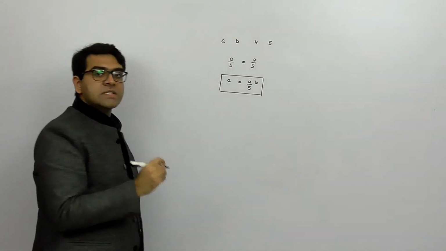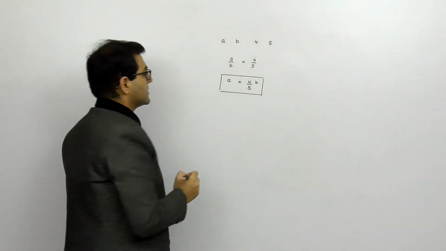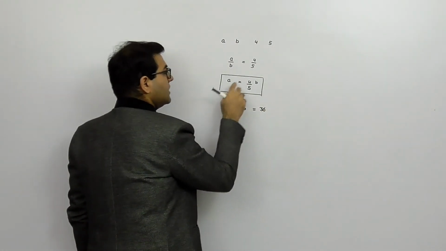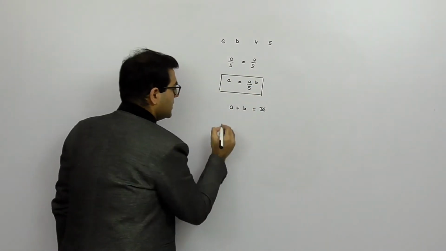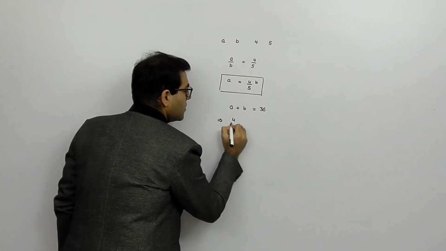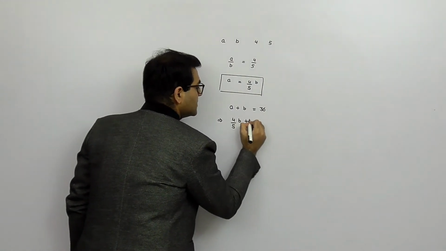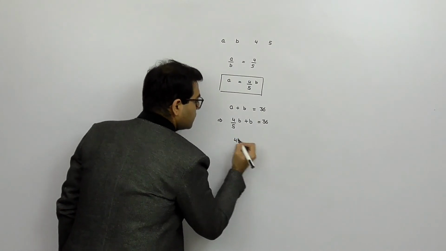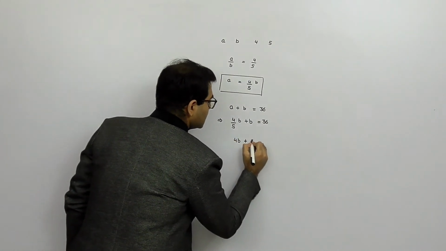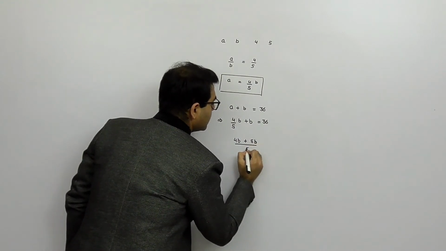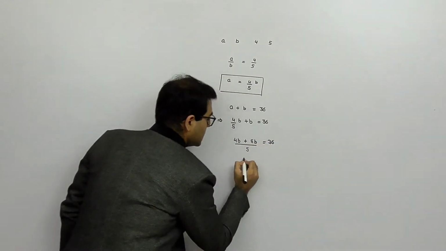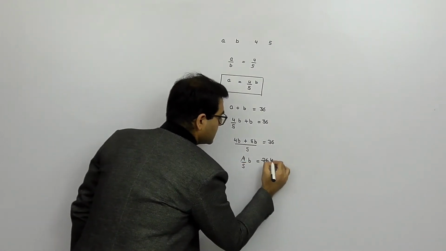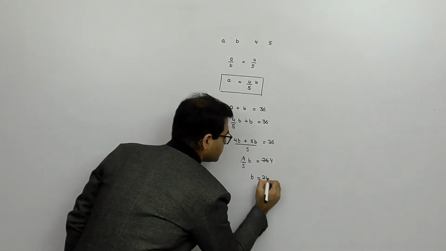Also, my question says a plus b is 36. If a plus b is 36 and a equals 4/5 times b, from here can I say 4/5 of b plus b equals 36? Isko simplify kar lete hain. 4b plus 5b divided by 5 equals 36. 9/5 b equals 36. 9 4s are 36. B ka value mere paas 20 aa gaya.